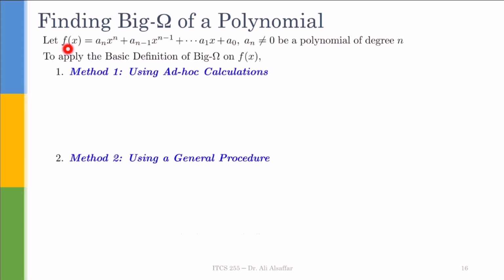Imagine you have this polynomial of degree n, and then we need to apply the basic definition of big omega on f of x. Like big O, we will have two methods. The first will be ad hoc calculations, and the second using a general procedure. Now for the ad hoc calculations, the steps will be a little bit different than big O. Let me show you by an example.